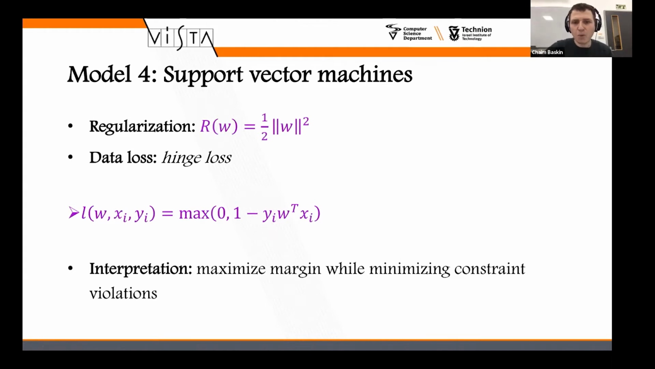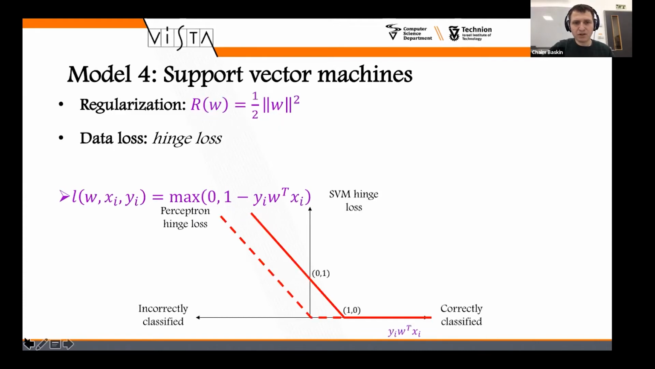We want to maximize margin while minimizing constraint violation. Yes, this is why we have our margins here. So we want to maximize the margins of the classifier. We want most of the samples to be correctly classified, and we want to minimize the areas between our two options. Because if we want to classify two options, we don't want samples that are unclassified. Okay, great.